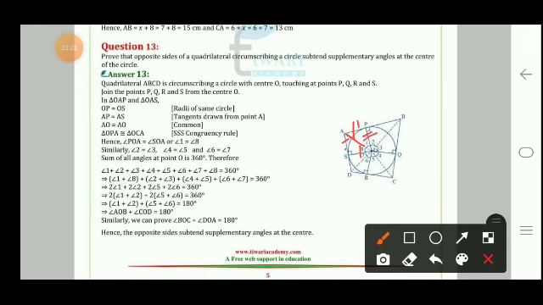So therefore angle 1 is equal to angle 8. Similarly, we have angle 2 is equal to angle 3, angle 4 is equal to angle 5, angle 6 is equal to angle 7. Now if we add all the angles, then the sum of all the angles is equal to 360 degrees. Then if you make the pairs of these, the result we are getting is angle AOB plus angle COD is equal to 180 degrees. Similarly, angle BOC plus angle DOA is equal to 180 degrees. So this we had to prove.